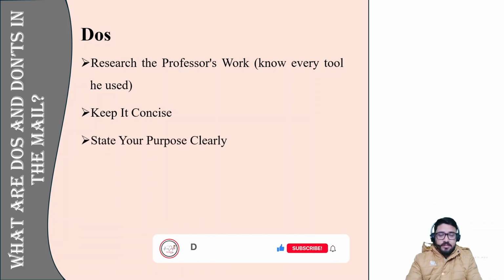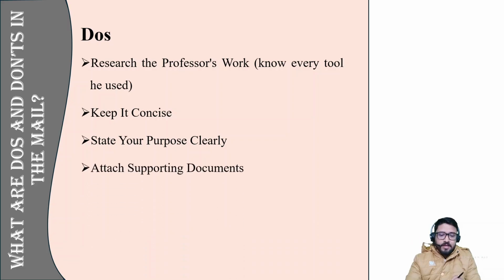And state your purpose clearly. Why are you mailing? Are you mailing for PhD, or for masters? You need to specify your purpose very clearly. And attach your supporting documents. Do not forget to attach your CV, at least CV, unless other documents are asked. And next is proofread carefully.